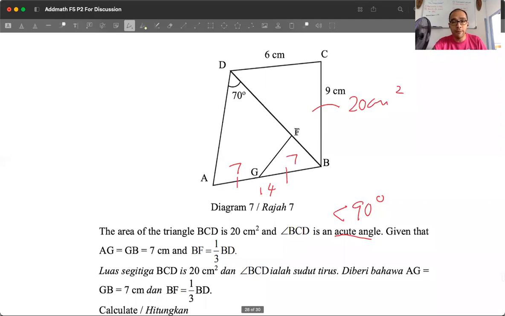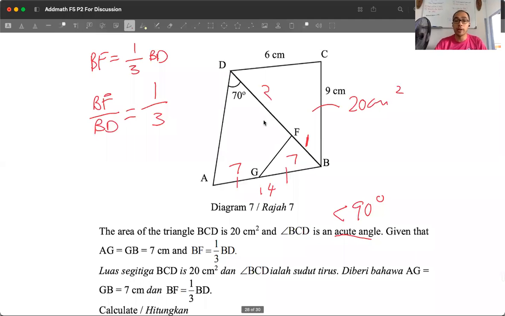Okay, and BF is 1/3 BD. Okay, now I want to remind you again, if BF is 1/3 BD, kalau saya bawa BD ke bawah, it will be BF over BD equals to 1 part over 3 parts. Okay, which means that if BF is 1 part and BD is 3 parts, therefore FD is 2 parts. Okay, this is a very important thing which we will talk about a lot later.